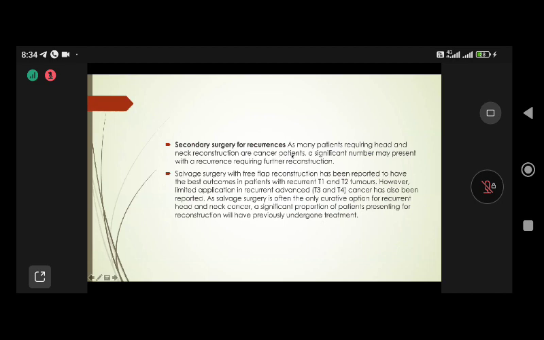Lastly, secondary surgery for recurrence. As many patients requiring head and neck reconstruction are cancer patients, a significant number may present with a recurrence requiring further reconstruction. Salvage surgery with free flap reconstruction has been reported to have the best outcome in patients with recurrent T1 and T2 tumors. However, limited application in recurrent advanced T3 and T4 cancer has also been reported. As salvage surgery is often the only curative option for recurrent head and neck cancer, a significant proportion of patients presenting for reconstruction will have previously undergone treatment.